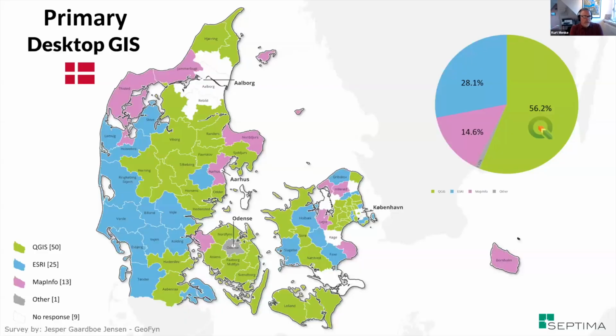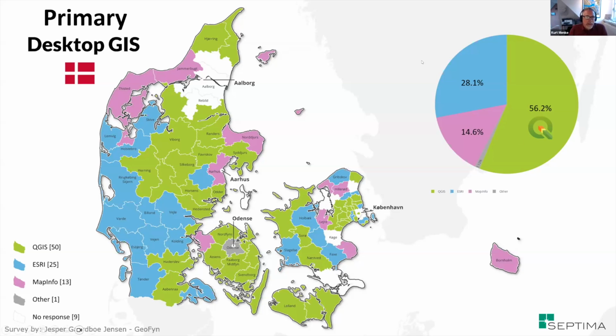So this is the first result. The question here was, what desktop GIS software do you primarily use in your municipality? Of the 98 municipalities, 50 responded with QGIS, 25 with Esri, and 13 still using MapInfo. There are 9 white municipalities here with no response. Anecdotally, I know that most of them are also using QGIS, so I think this percentage is likely going to be up around 60% using QGIS nationally.